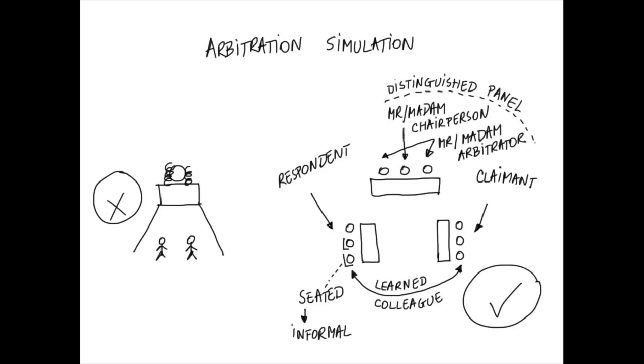And to the right-hand side of the arbitrators, as you can see in this drawing, you will have the claimant, and to the left-hand side, you are going to have the respondent. Everybody is going to be seated because this shows the very informal nature of the session. And if you want to address one party or the other, you could use the format of a learned colleague.